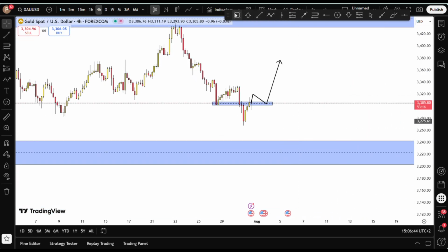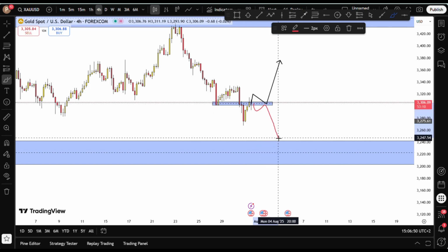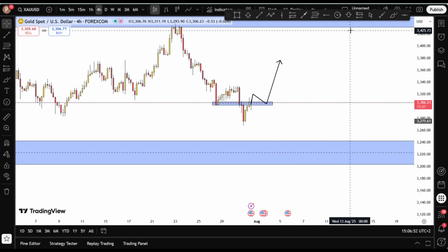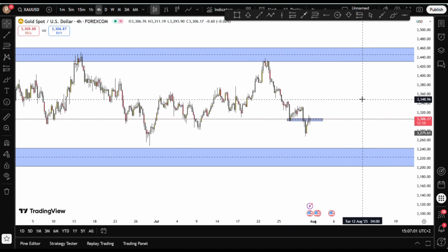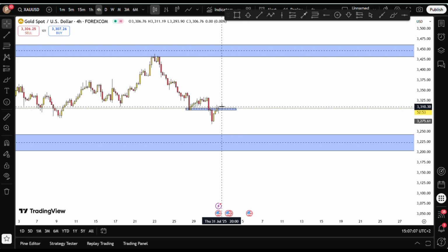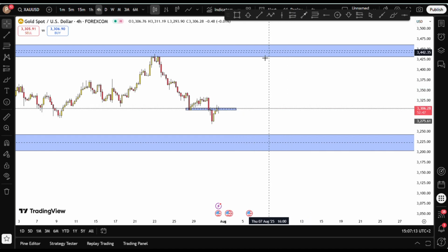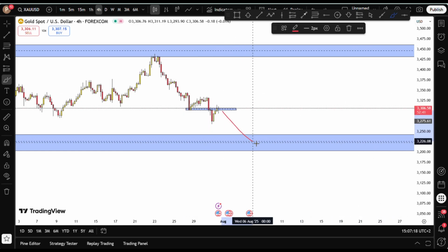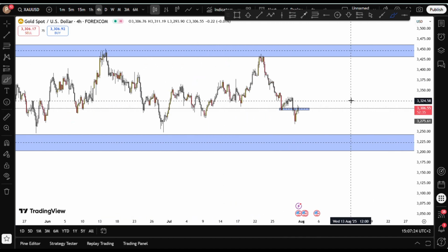If gold were to stay below this level and close below, it can easily sell. It can easily go down to this zone here. My bias for gold right now is buys. I want to catch buys, so I want to wait for this zone to get broken above and retested so that I can continue upwards. But if it were to stay below here, it will easily drop down to the zone. So that's it for me and my analysis for gold.